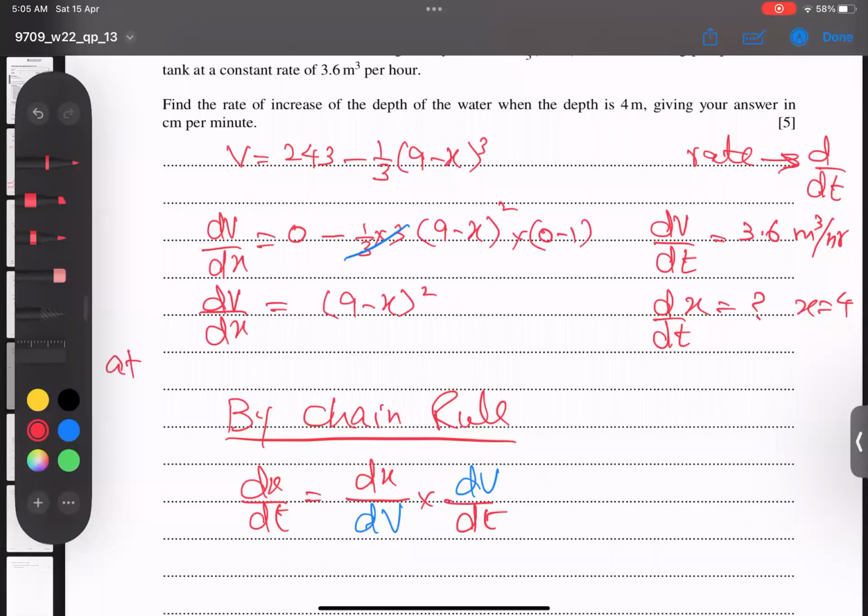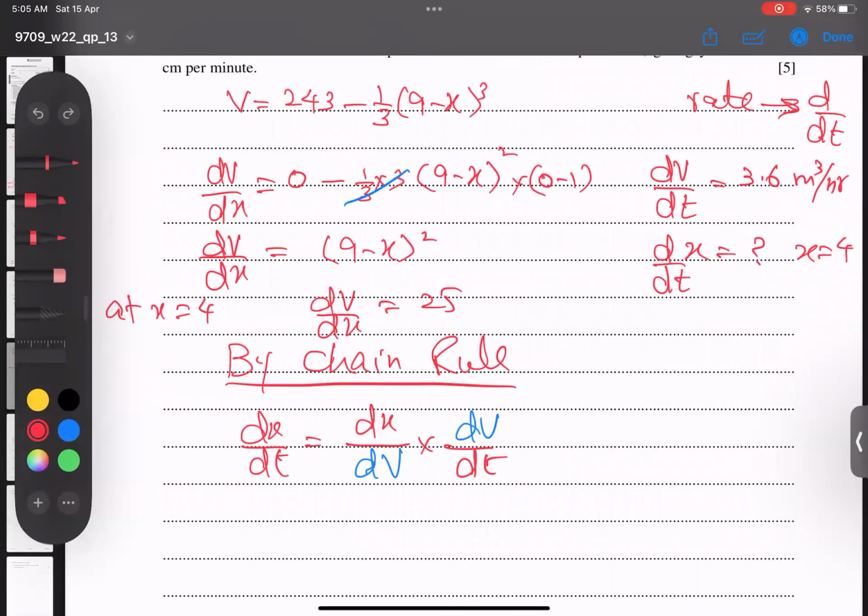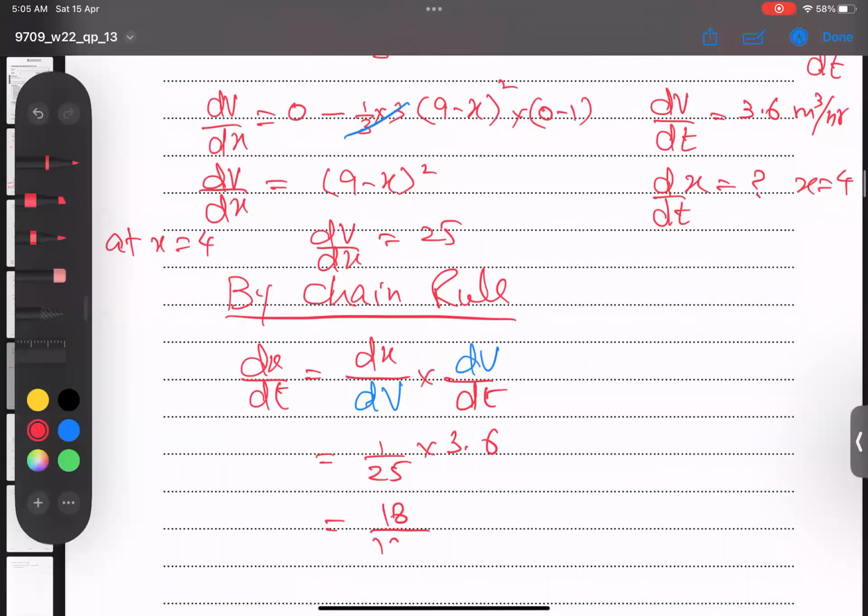Now I'm saying at x equal to 4, I will plug in here. As I plug in, d volume by dx is 25. How come? 9 minus 4 is 5, and 5 squared is 25. I'm going to replace the values, but this is dx over dV and this is dV over dx. So if I flip it, 25 becomes 1 by 25. And this value comes from there, 3.6. When I type in the calculator, students, 3.6 divided by 25, I am getting the answer 18 over 125.